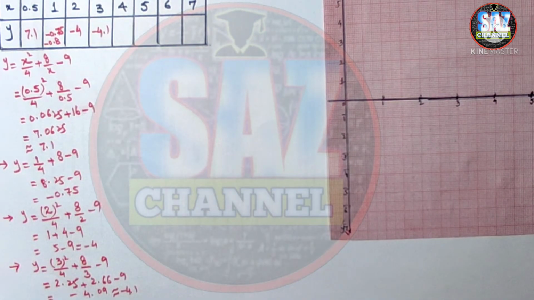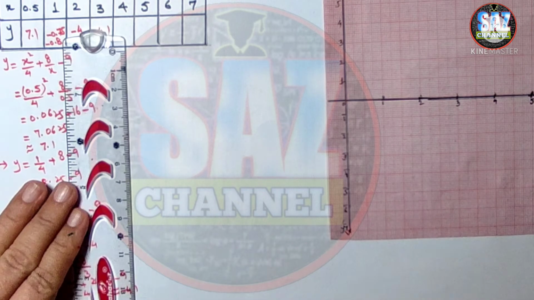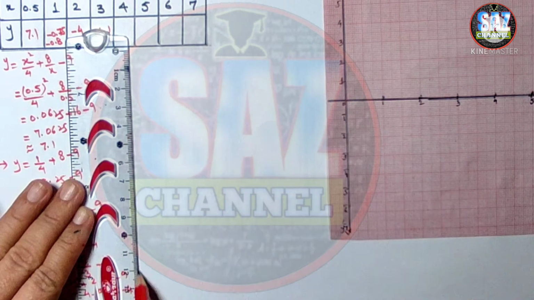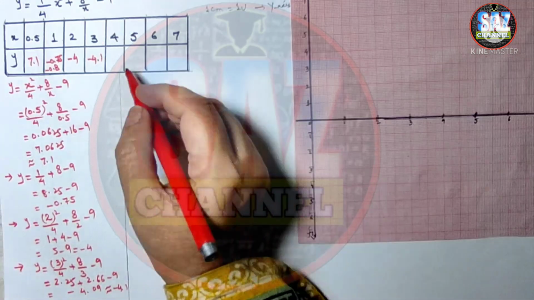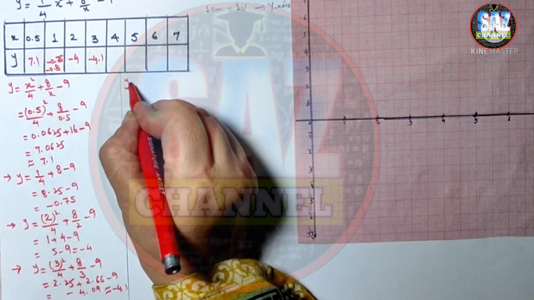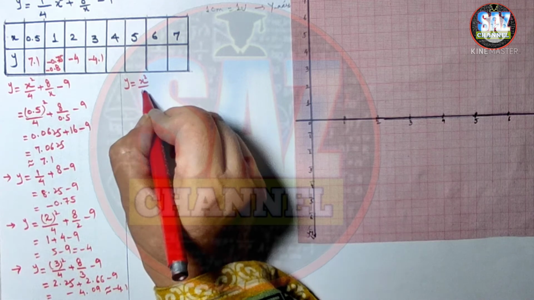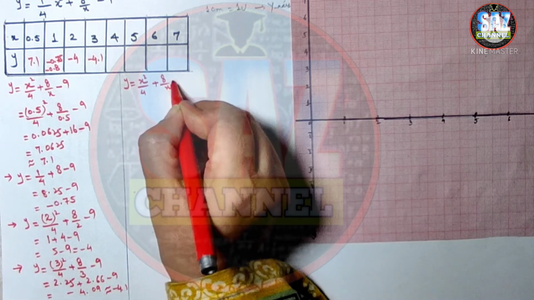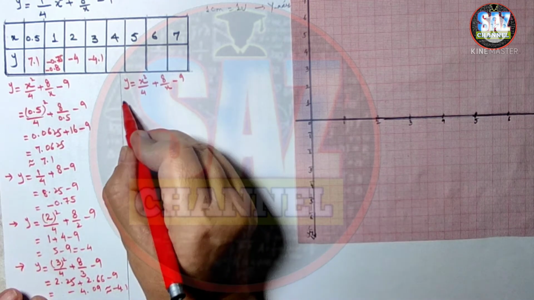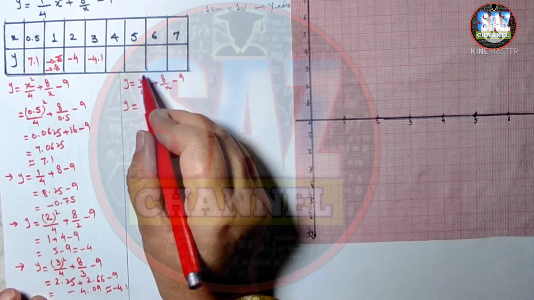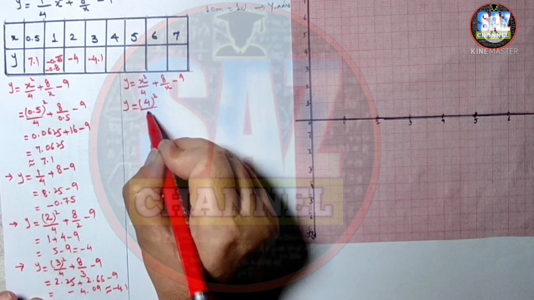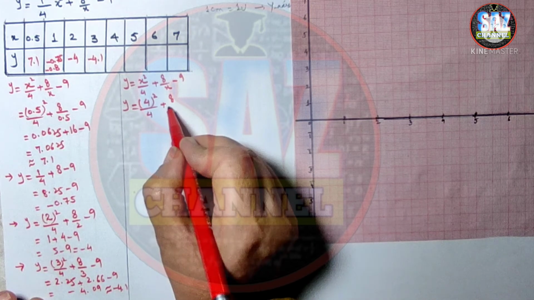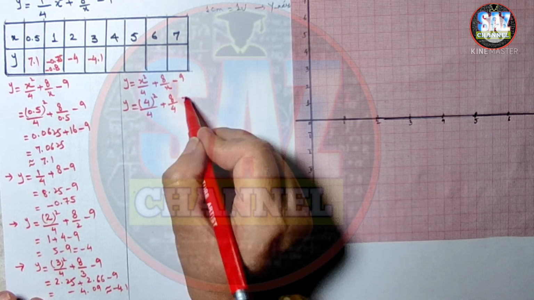And let me draw the line here so that my students can see all working clearly and they're not going to mix the concept. Then the next value of x is 4. The given function is y equals x square by 4 plus 8 over x minus 9, and when I insert 4 here, it will take the form 4 square by 4 plus 8 by 4 minus 9.